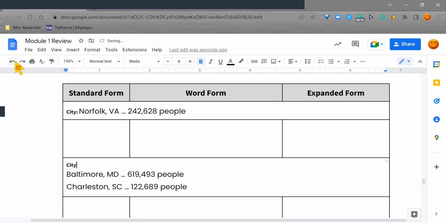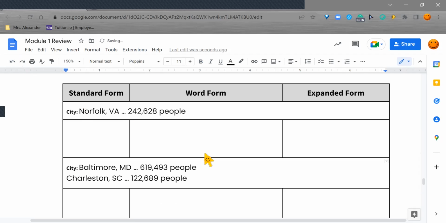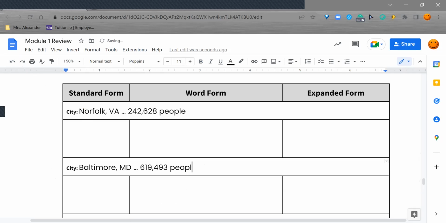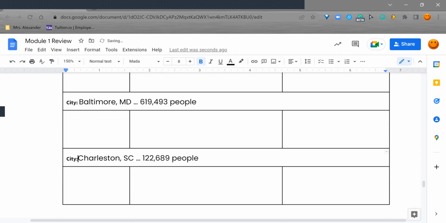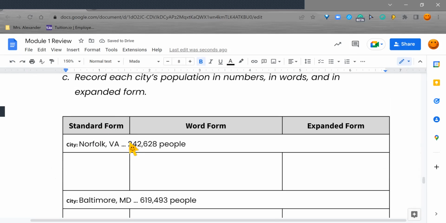Oh, I hit the wrong button. But Baltimore. And then guess what? Yeah, we're deleting everything but Charleston and the last one. So I'm going to quick do this. Okay. And then it says standard form. Standard form, you guys, Control C. And then right in here, do Control V.